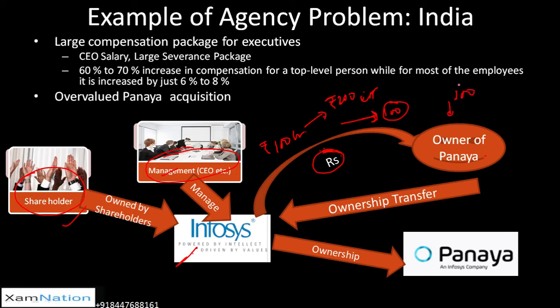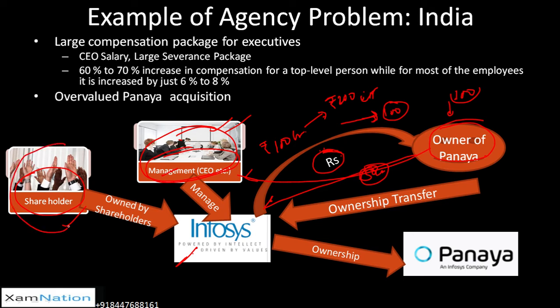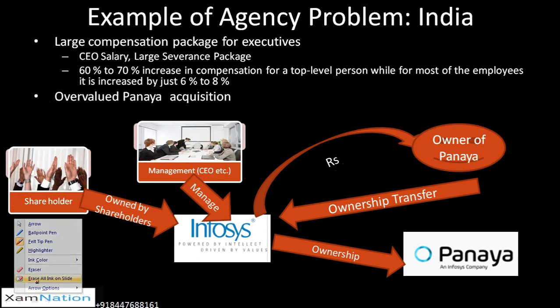Now why would the management do this? Why would they give the benefit to the owner? Because the owner may have promised them, okay, I will give you back something, I will give the management, not the company, 50 crore rupees. So what would happen in this case? Management has earned an extra 50 crore rupees, the owner of Panaya has earned an extra 50 crore rupees, but at the cost of the shareholder or actual owner of the company. So this is again an example where the management is going against the shareholders' interest.